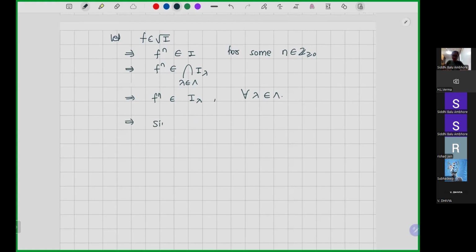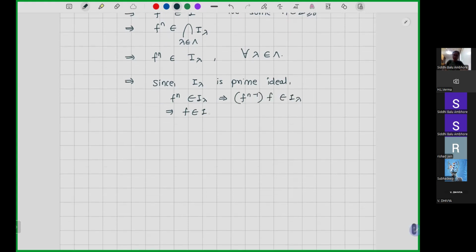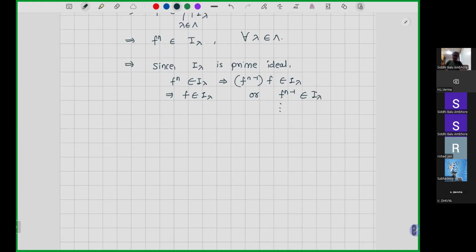since I lambda is a prime ideal, f power n belongs to I lambda implies f belongs to I lambda. So f power n means what? f power n minus 1 into f belongs to I lambda, right? So it implies that either f belongs to I lambda or f power n minus 1 belongs to I lambda. So in the first stage itself, if we get f belongs to I lambda, that's okay. Otherwise, we will again split this n minus 1.